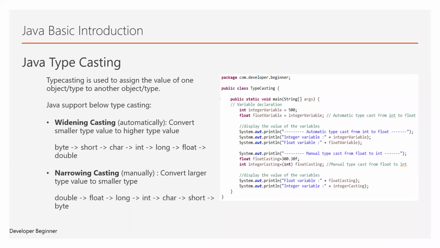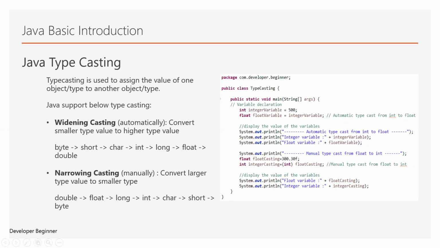Next, Java typecasting. Java provides two types of casting: first is the widening casting and the second is the narrowing casting. So what is casting? Casting is used to assign the value of one type to another type. In widening casting, it converts a smaller data type to a higher data type.